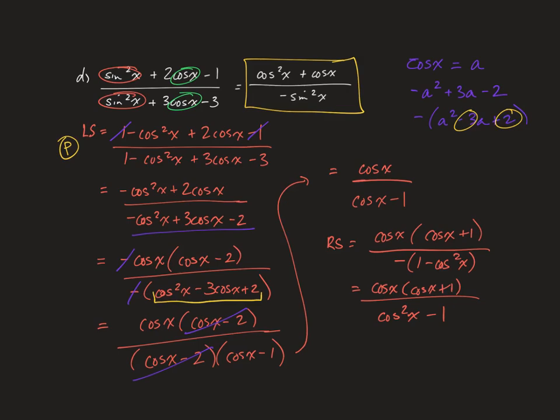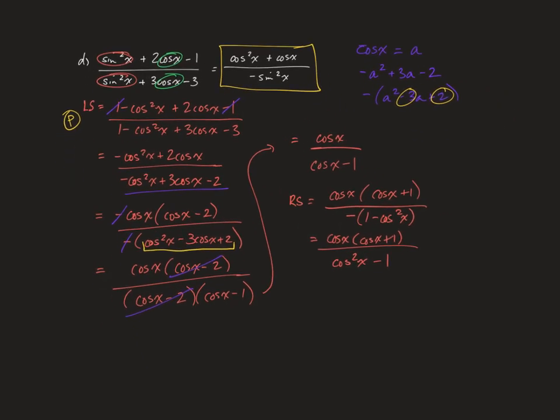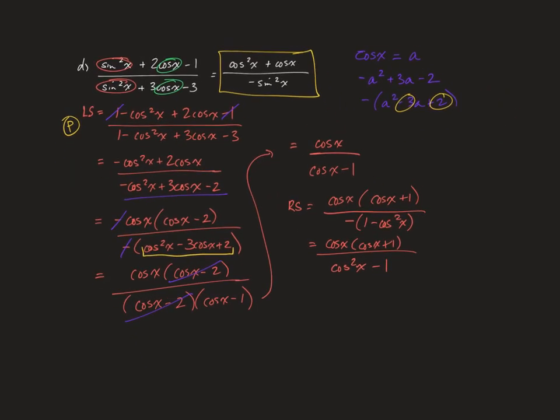Now I'm just going to shrink this down a little bit to make a little more room to work with. But maybe I can look at the bottom and notice, like previously, this denominator can factor. What I have is a difference of squares. And so when I factor that denominator, it will factor into conjugates. Cos x plus 1 times cos x minus 1.